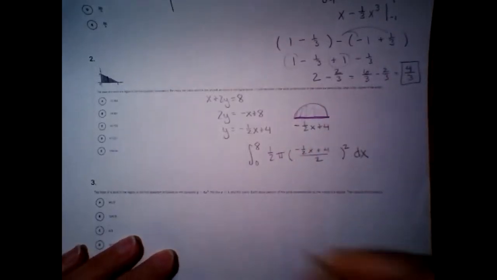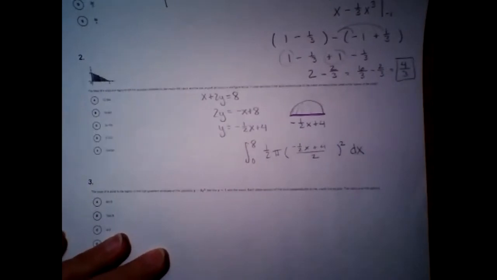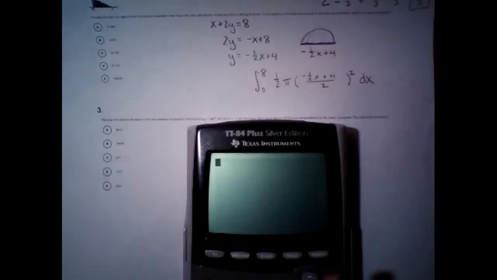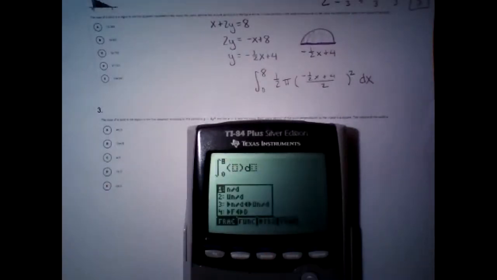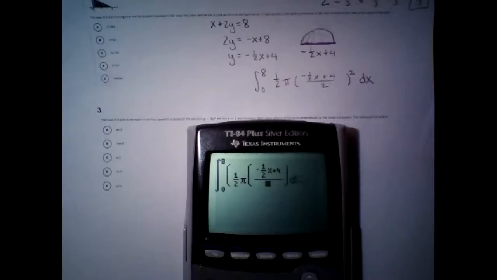Now this one, all the answer choices are all these decimals, so that means we get a calculator. So I'm gonna go ahead and type that in and we'll get our answer. So integral 0 to 8, and then 1/2 pi, and then inside of here, we're gonna have negative 1/2 x plus 4, all that's over 2, and then close the parenthesis, squared. So 1/2 pi r squared.